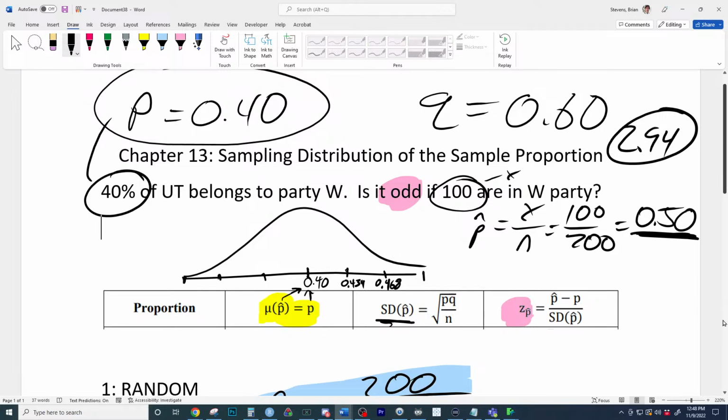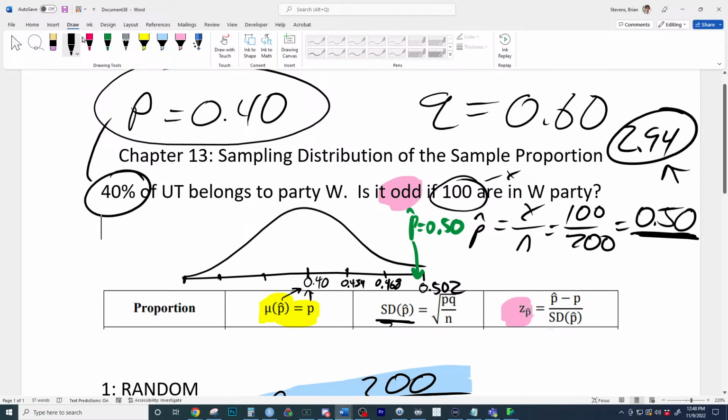What do you notice about 50%? Nice job. It's over there. It's right before 3 standard deviations, right? So it's kind of close in my guesstimate of it because it's a little less than 3 standard deviations.